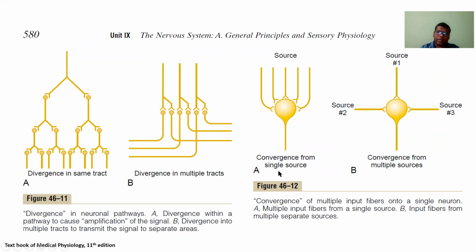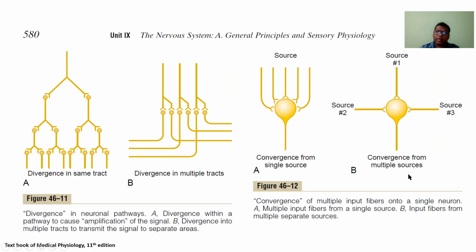So convergence from a single source. So this is the source. Suppose, for example, from the hand, all the information coming from the fingers of the hand, and that information is converged in a single neuron. From different sources the information is coming, but it will converge. All the information stimulates one neuron, for example, and then that neuron sends the information from the same source. It is converged.